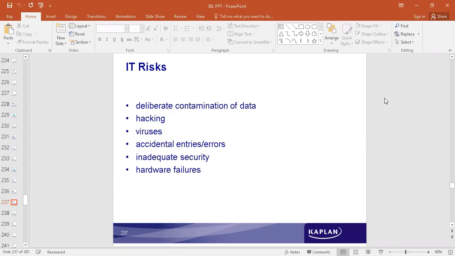So that is hacking. Viruses: injecting into the system some virus which can contaminate the data, damage or destroy the data. That is viruses. Sometimes, when IT systems are used to carry on with the activities, there could be accidental entries or errors into the system that can cause some problem.